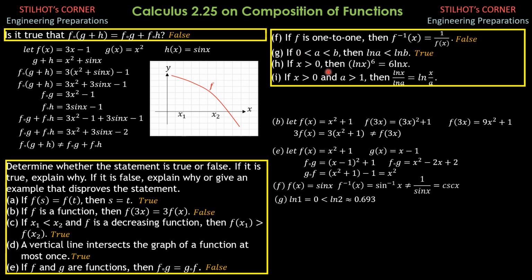If x is greater than 0, then quantity ln of x to the 6 is 6 ln x. This is false because this is only true if the left side is ln of x to the 6. It is x that is raised to 6, not the entire ln function raised to 6. ln of x to the 6 is different from ln to the 6 of x.